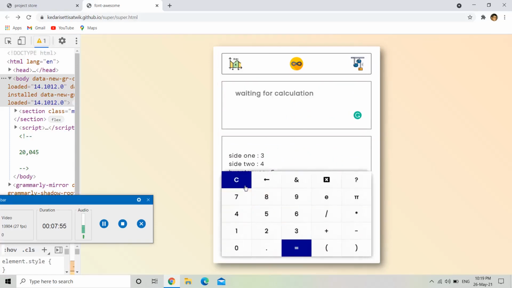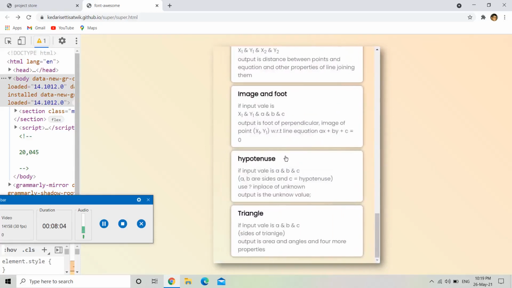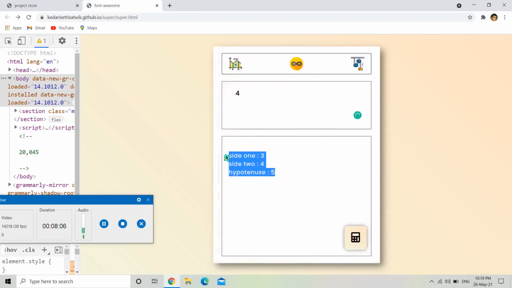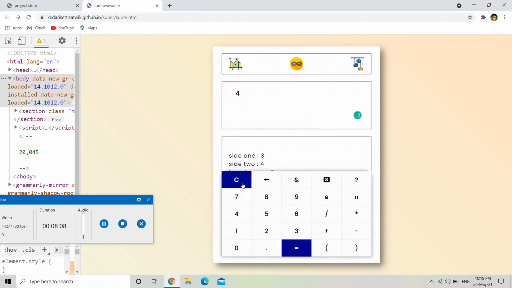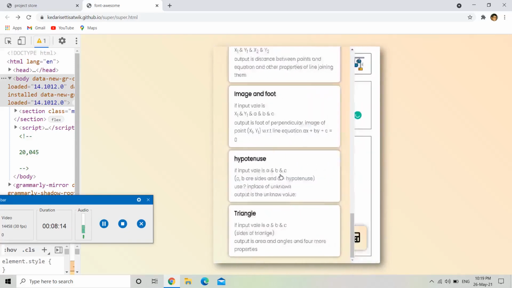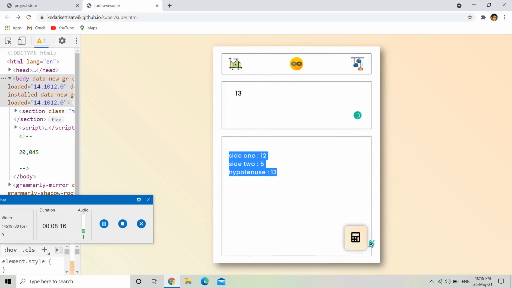Now let's check another thing, 3 and question mark and 5. This time the unknown value is the middle one. By clicking on this, the same thing happened. Another, 12 and 5 and question mark. The output will be hypotenuse 13.